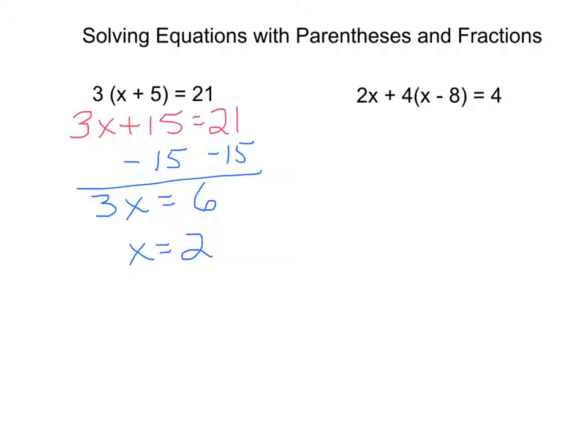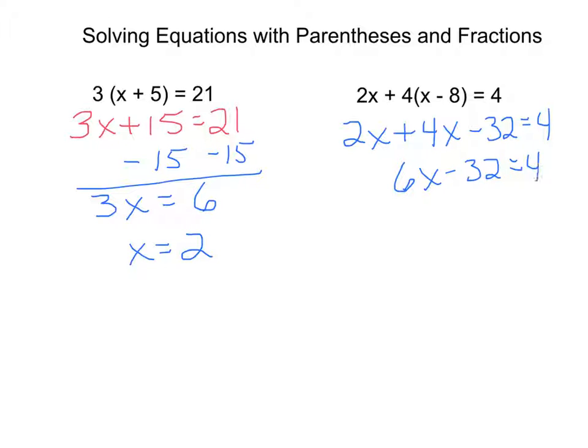In the equation I have to the right, I would do exactly the same thing. The very first thing I would do is get rid of the parentheses by using the distributive property. So I have 2x plus 4x minus 32 is equal to 4. And then I'm going to simplify the left-hand side a little bit. I can combine 2x plus 4x. I get 6x minus 32 is equal to 4.